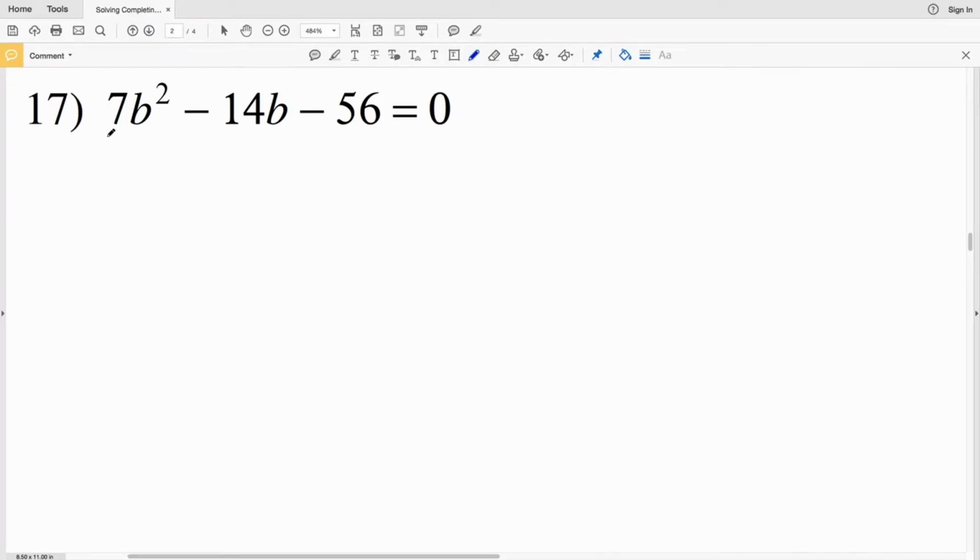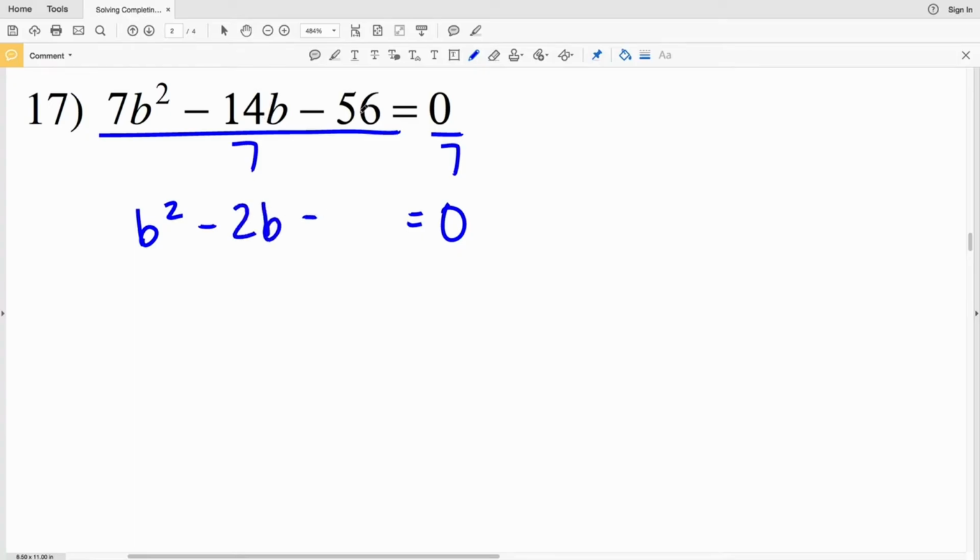For number 17 at the start, my a value is a positive 7, so I'm going to divide both sides by 7 in order to get an a value of 1 so that I can complete the square. Dividing the right-hand side by 7, 0 divided by 7 is simply 0. On the left-hand side, I'm going to divide each of the terms by 7. So 7b squared divided by 7 is b squared, or 1b squared, minus 14b divided by 7 is 2b, minus 56 divided by 7 is a positive 8.